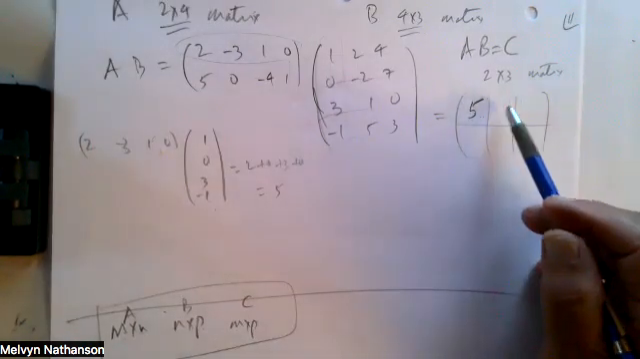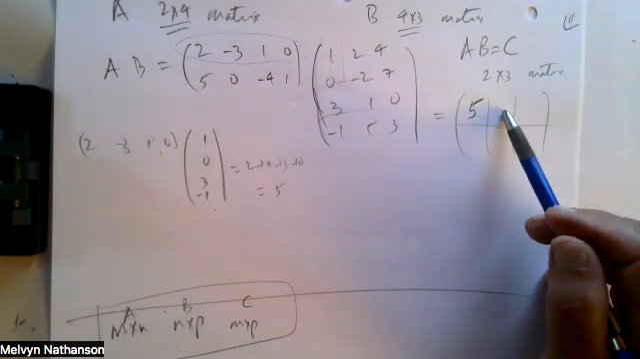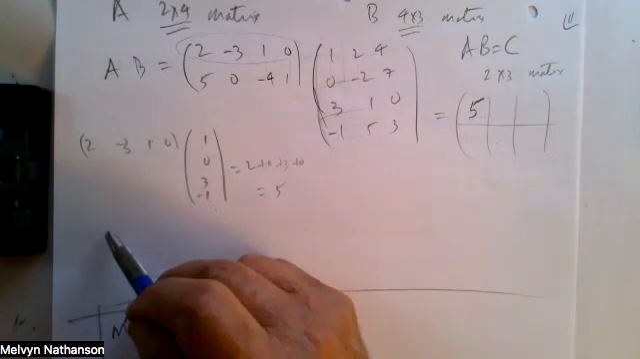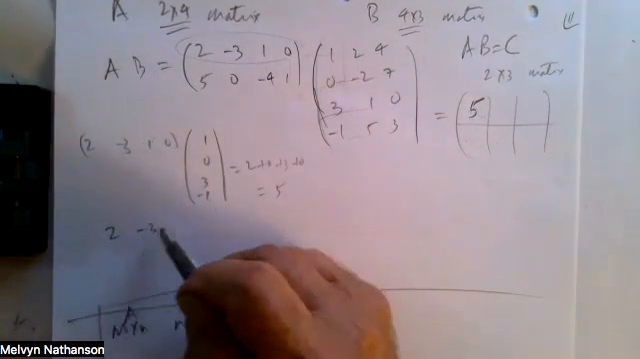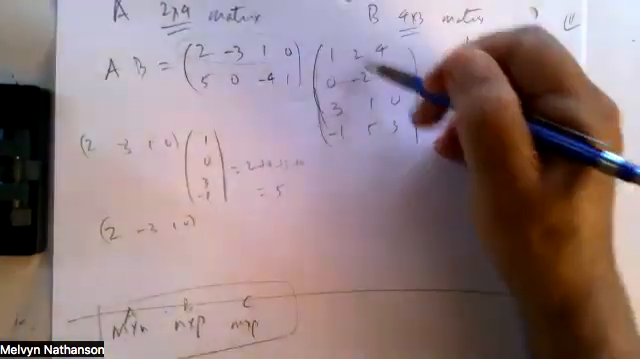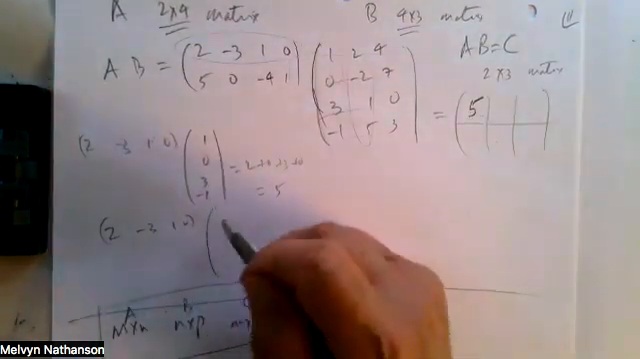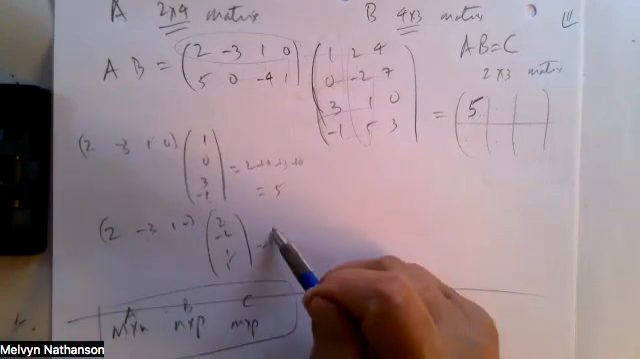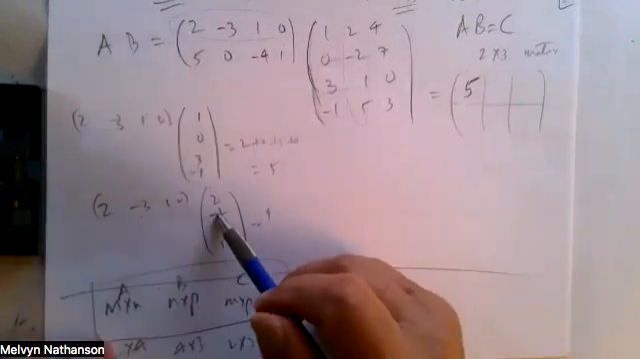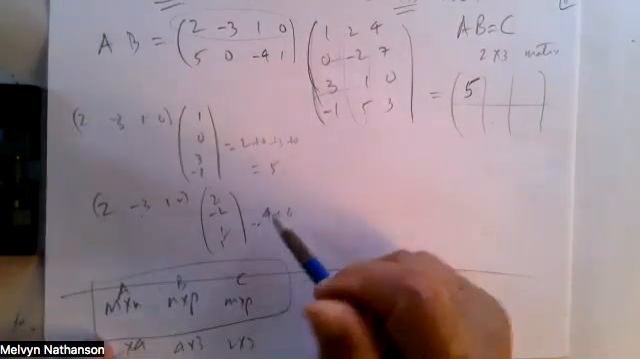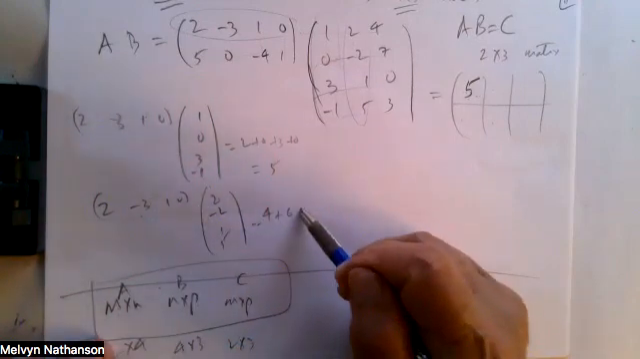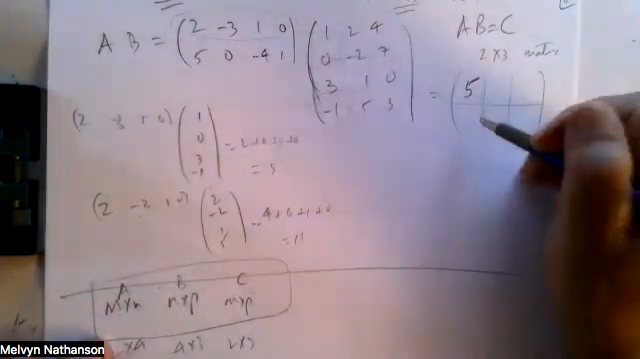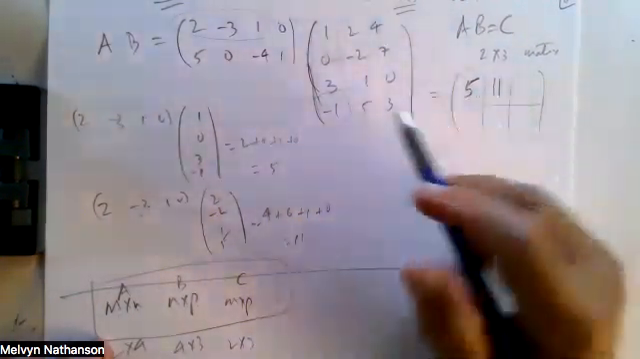What number goes here? This is first row, second column. So I'll be multiplying the first row, 2, minus 3, 1, 0, into the second column, 2, minus 2, 1, 5. 2 times 2 is 4, minus 3 times minus 2 is plus 6, 1 times 1 is 1, and 0 times 5 is 0. So this is 11. Get 11 there.